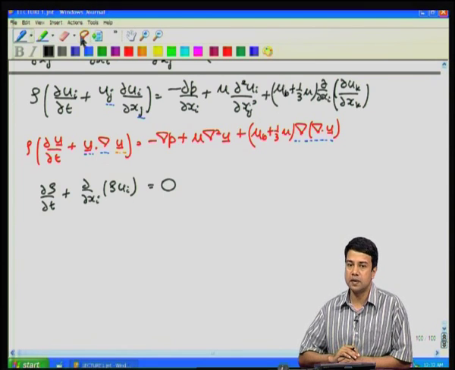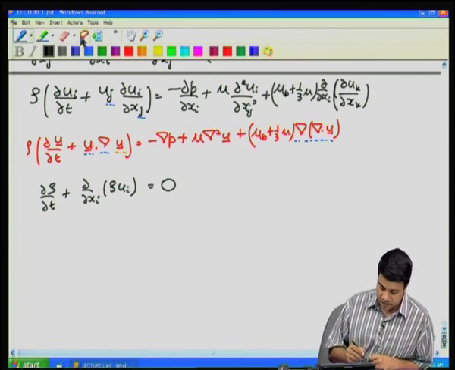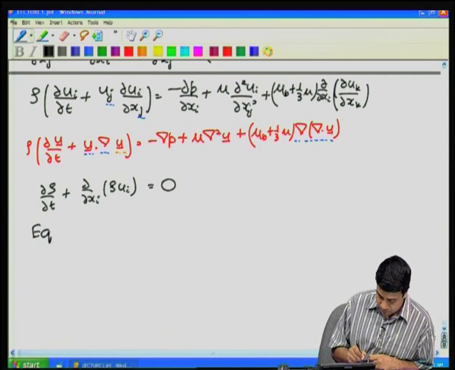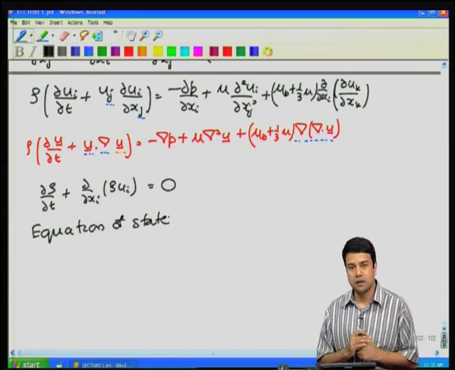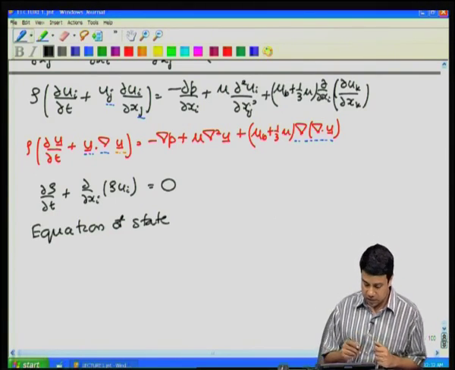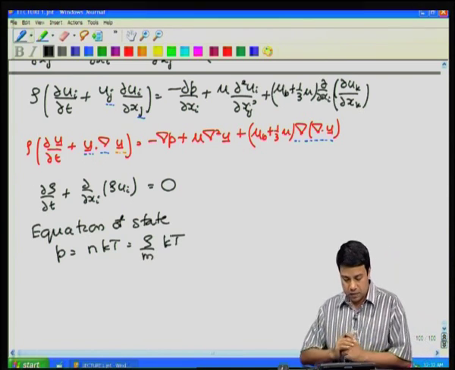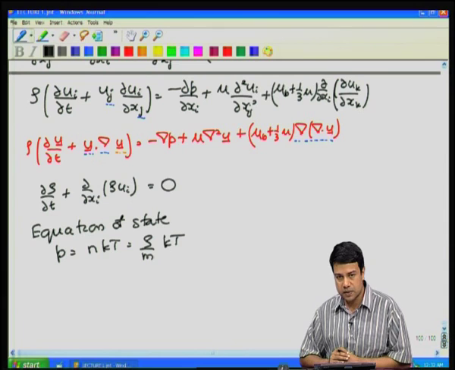That equation will be a relationship between the pressure and the density. That is an equation of state for the pressure density relationship. For the ideal gas, for example, the equation of state is basically P is equal to n k T, which is equal to rho by m times k T, where rho is the mass density, m is the molecular mass, and k is the Boltzmann constant.